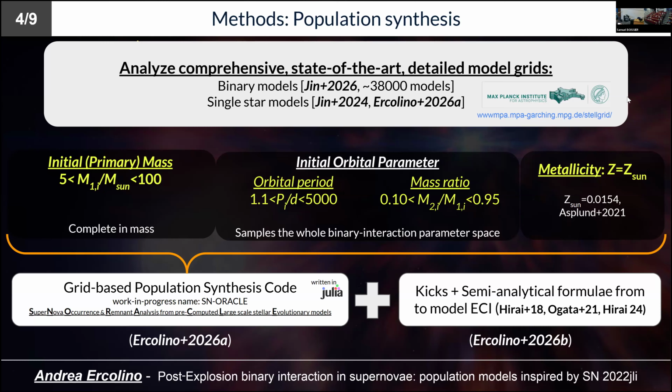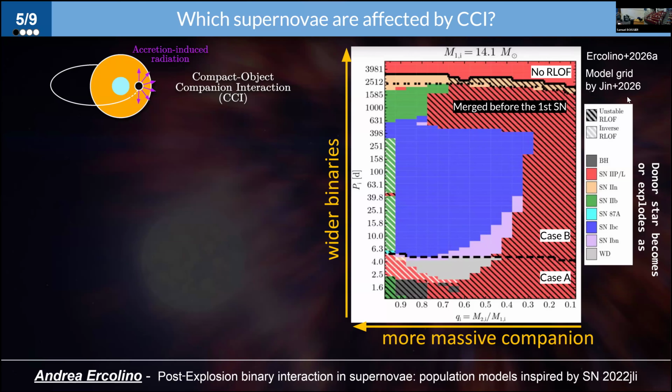We put all of these detailed models in a population synthesis code, and then we use some prescriptions for the kicks and also for modeling the expanded phase of the companion star to assess how many times we would expect the compact object to fall within the atmosphere of the companion. And so what I want to shortly show now is what supernovae we would expect to have these undulations.